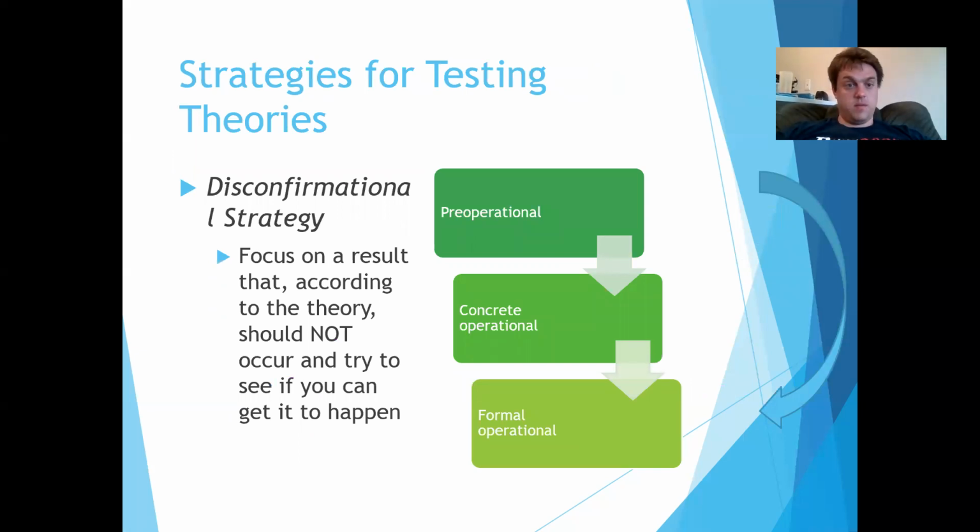Another strategy is the disconfirmational strategy. So this is kind of just the opposite. This is when, if a theory is correct, then they shouldn't do this, or this should not occur. So an example might be if we recognize words purely based on their visual shape, known as their orthography, well then introducing some sort of sound should not impact them.